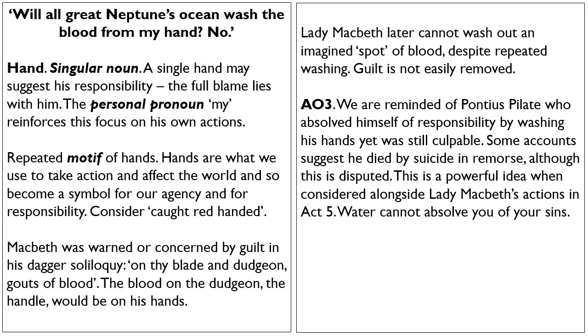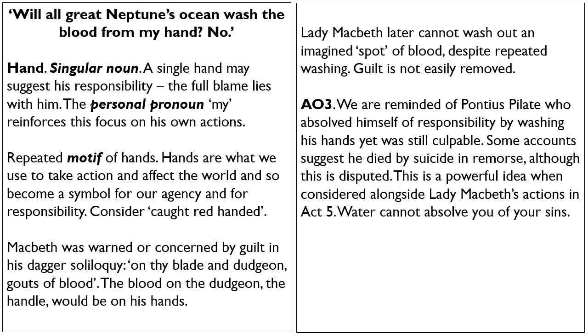We've got the motif of hands as well, a singular noun here, but a hand represents action, agency, your capacity to act in the world. This is a single hand though, not both hands. A single hand might suggest he realises it's his responsibility and his alone, not Lady Macbeth's or the witches. He recognises his own complicity in this act. It's a personal pronoun, my, that really reinforces this as his own actions. This all relates to the idea of being caught red-handed. Having blood on your hands means you are guilty of the crime.